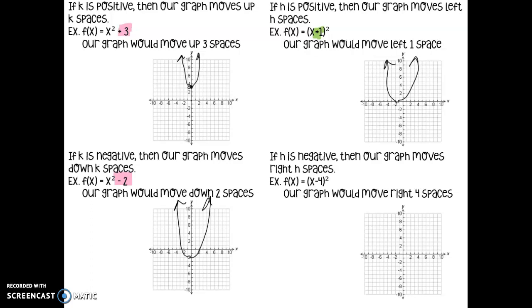And if h is negative, if I have a minus 4, our graph will move right. So at (0, 0), you're going to move your graph right 4 spaces.